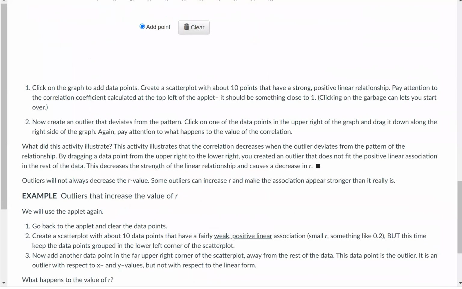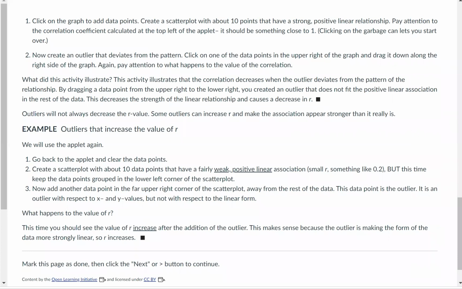That's kind of interesting. So what happened to the value of r? This time you should see the value of r increase after the addition of the outlier. This makes sense because the outlier is making the form of the data more strongly linear, so r increases.